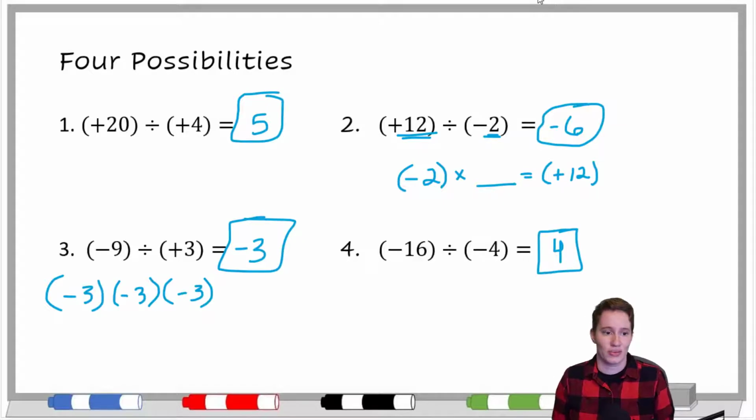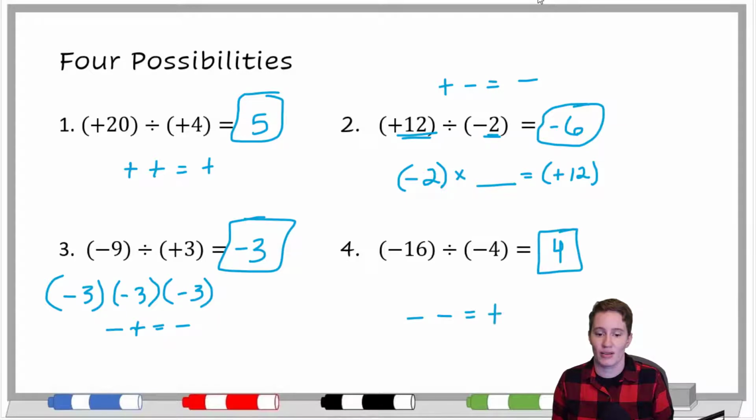So here's how it works, right? Two positives divided give us a positive. 2 and 3 are where we have a single negative and a positive, and both of those ended up being negative. And then finally we had 2 negatives, and that gave us a positive.